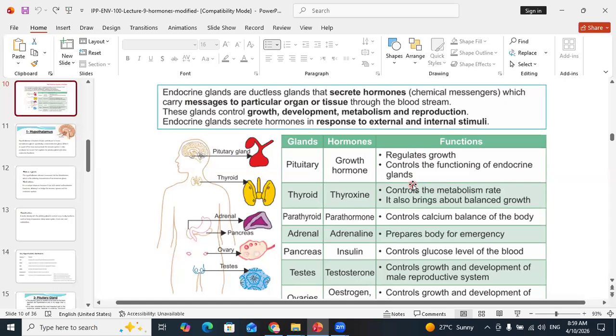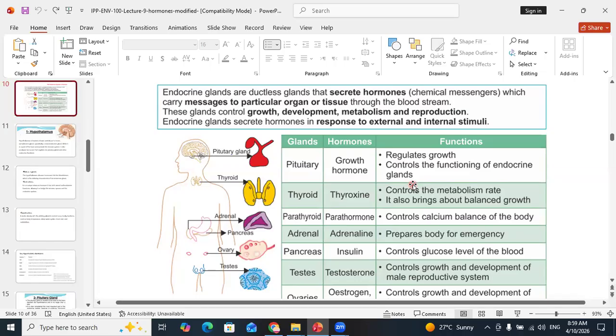The second gland is the thyroid gland. The thyroid gland produces a hormone known as thyroxine. It controls the metabolic rate and brings balanced growth in the body. At the end of the topic, we will discuss what is hypothyroidism and what is hyperthyroidism.